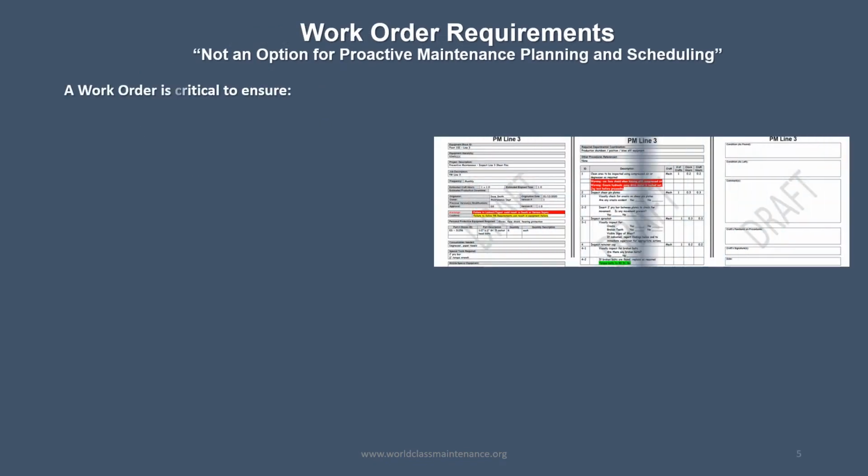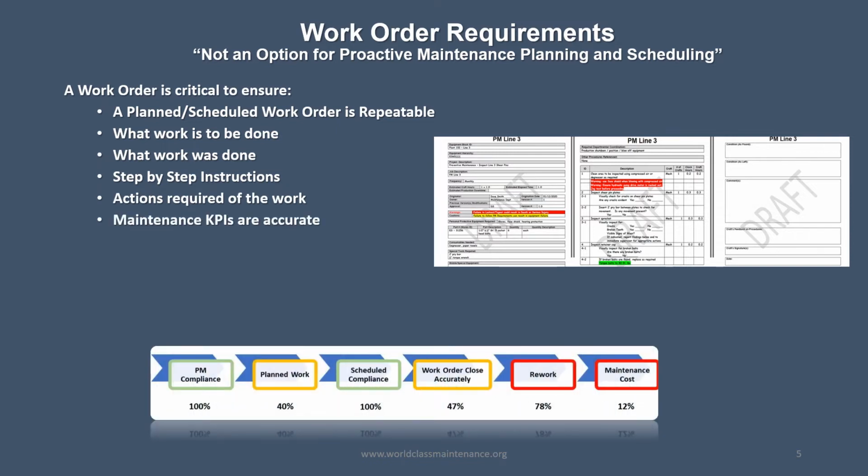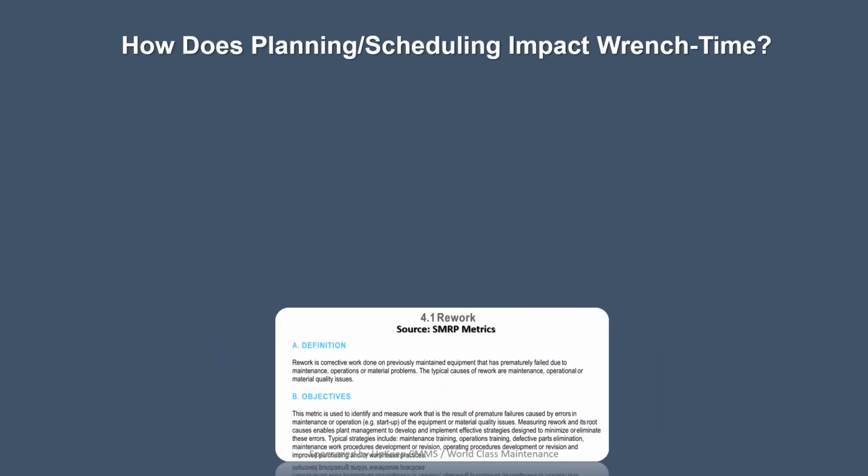So work order requirements, they're not an option, okay? For proactive planning and scheduling, you have to have work orders, and these must be repeatable procedures. So the work order is critical to ensure a planned scheduled work order is repeatable. What work is to be done? What work was done? Step-by-step instructions. Actions required of the work. Maintenance KPIs are accurate, and the percentage of maintenance work assigned to reactive work, proactive work, project work.